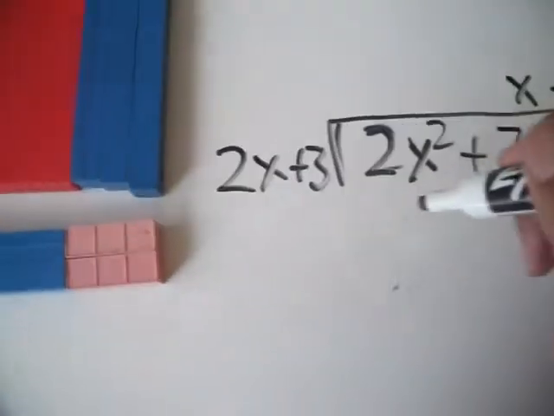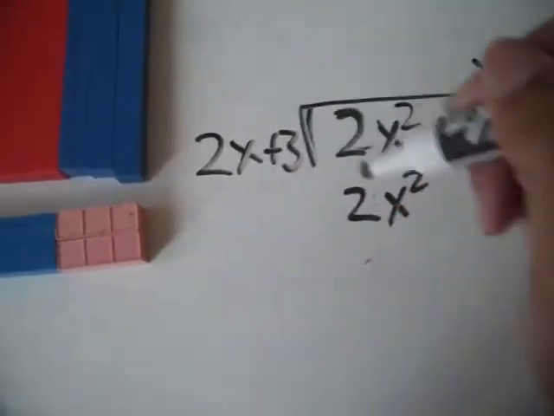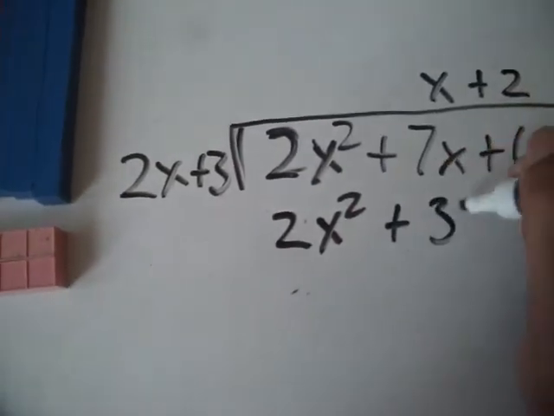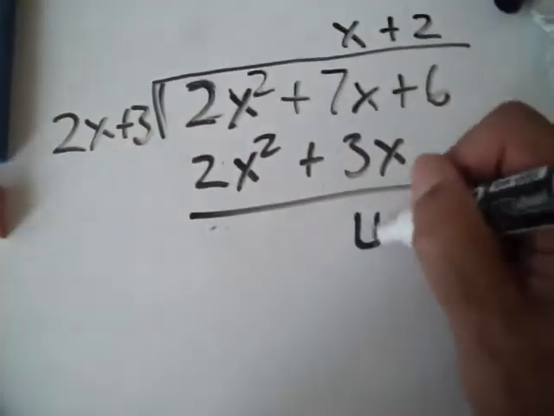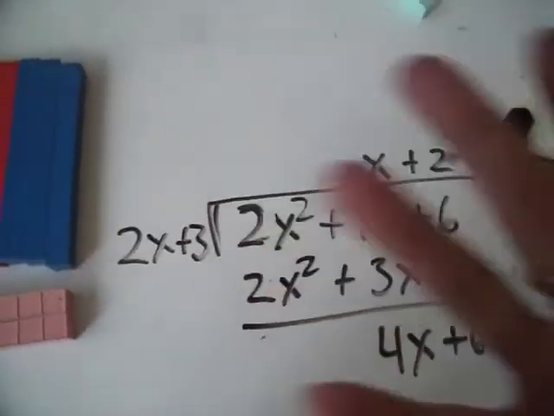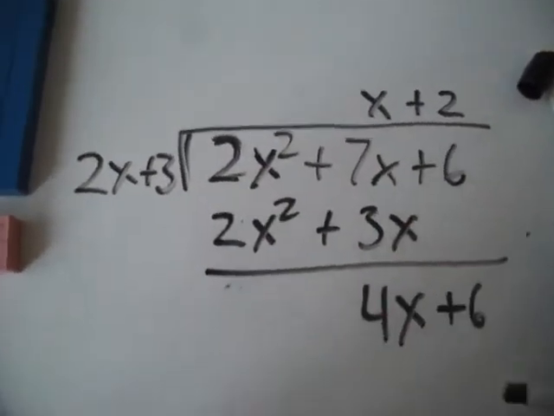Well, I have 2x squared, because x times 2x is 2x squared, and x times 3 gives me 3x. What's left? I have to count all the way to 4. 1, 2, 3, 4x. I'm just counting, and 6. I have to count. Right. 5 and 1 more.